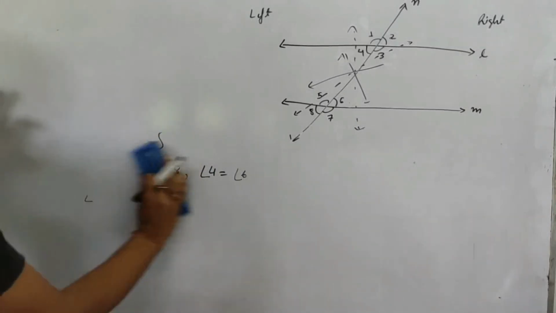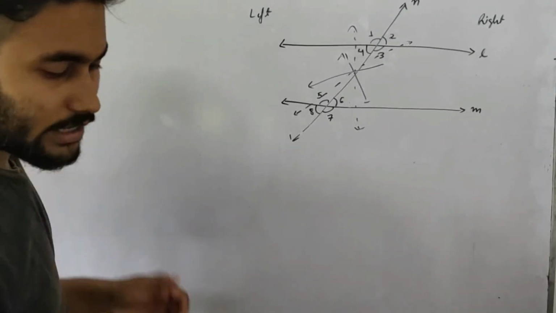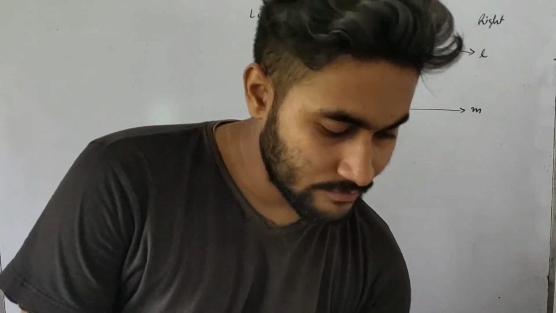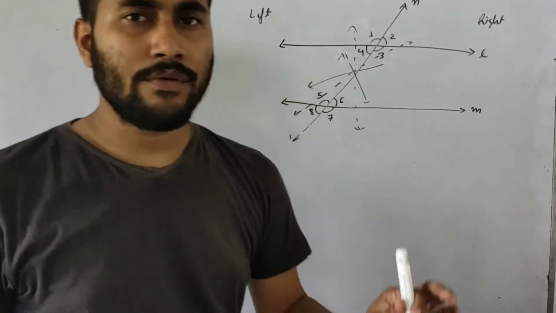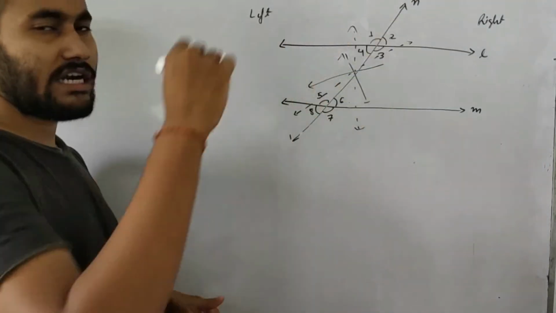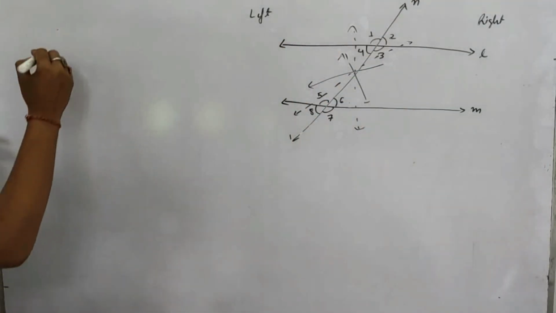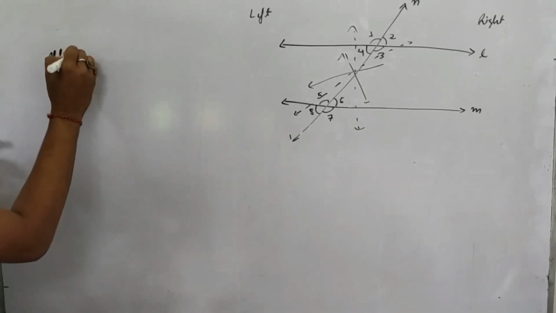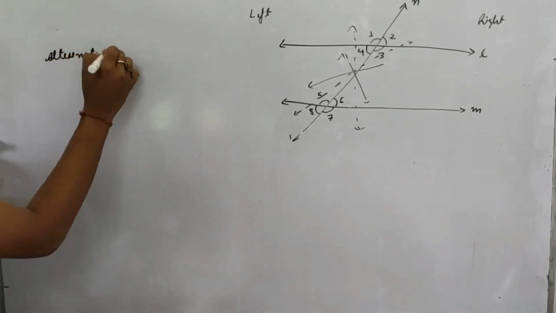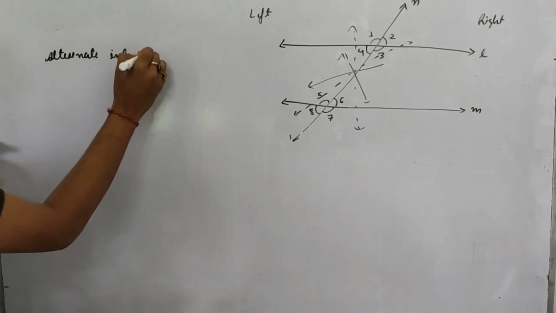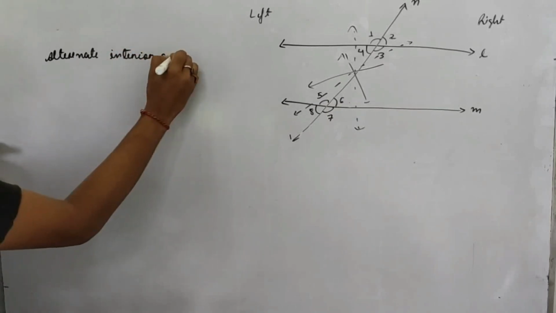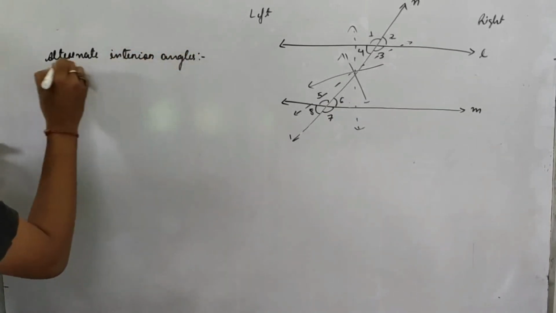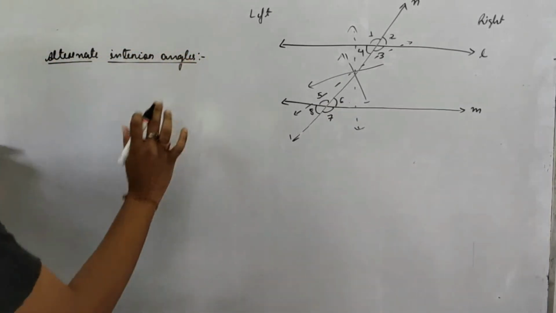So today we will stop here. Only one last thing I will say about alternate angles. In the exercise while solving, we will not mention that one. We will directly say alternate angles only. But just one thing left. That is alternate interior angles. So alternate angles but interior.